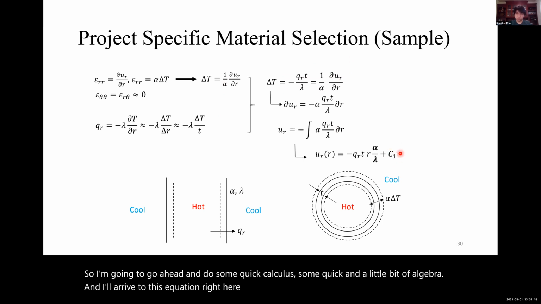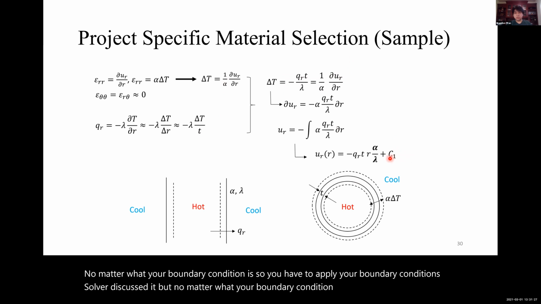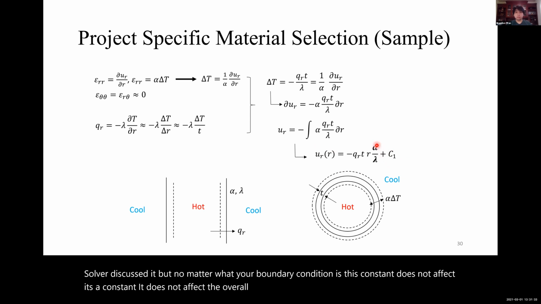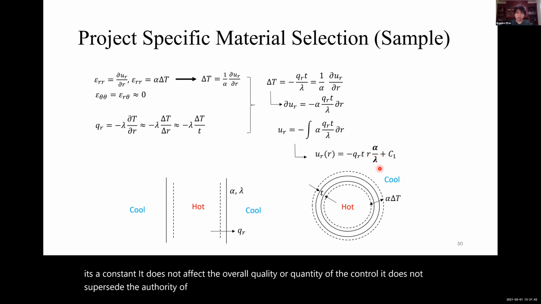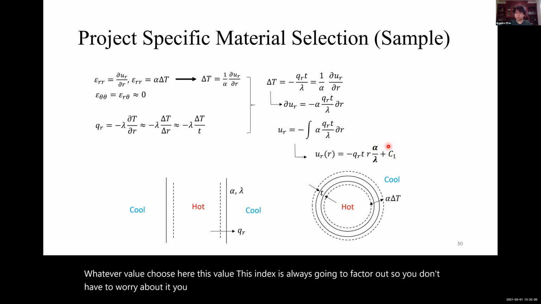Now, there's a constant in this equation. No matter what your boundary condition is, you have to apply your boundary condition to solve for this constant, but it's a constant, and it does not affect the overall quality or quantity of the control valve. It does not supersede the authority of the control index here that we're trying to use to minimize or maximize, or optimize, our current system. So whatever value you choose here, this index is always going to factor out, so you don't have to worry about it. You can also just do the analysis yourself to prove it to yourself, right?